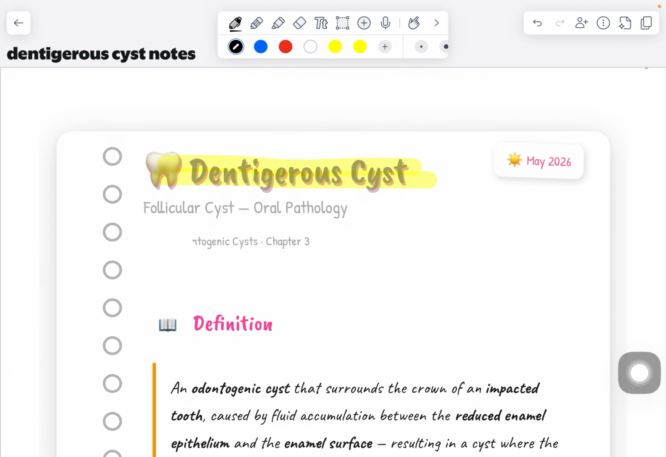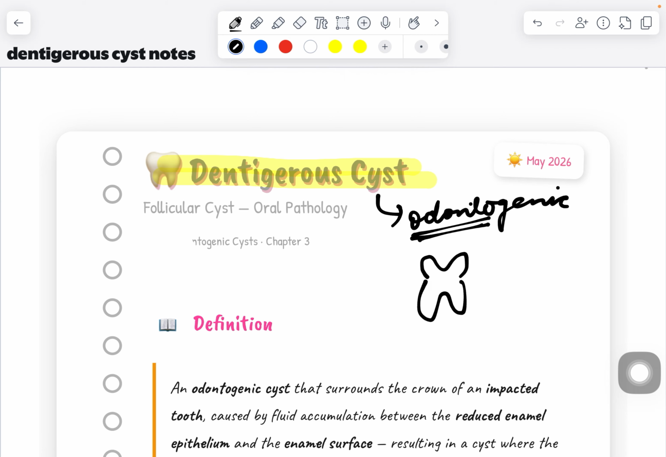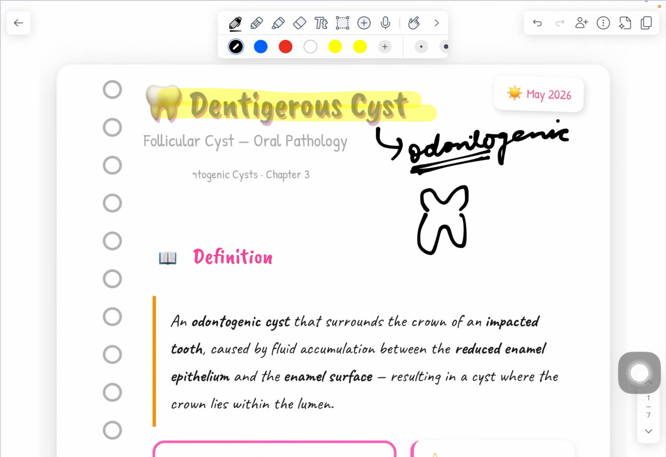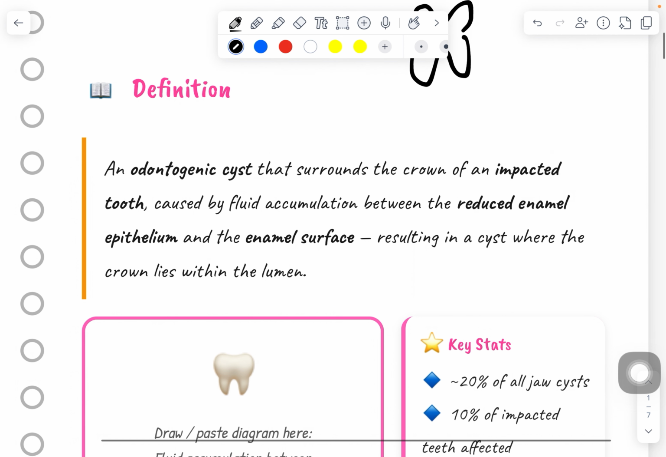Let's start. So dentigerous cyst is basically an odontogenic cyst. Odontogenic means that it is derived from the tooth, the lining associated with the tooth. Tooth derived cyst. The other name for dentigerous cyst is follicular cyst. Let's start with the definition. Dentigerous cyst is an odontogenic cyst that surrounds the crown of an impacted tooth.